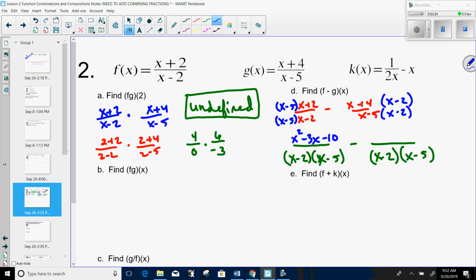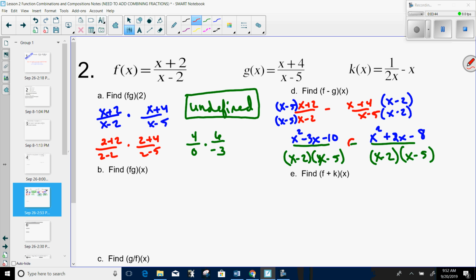And then we distribute. X times x is x squared. X times negative 2 is negative 2x. 4 times x is positive 4x, which gives me a positive 2x. And then 4 times negative 2 would be negative 8. Then in the last step, you're going to combine like terms.